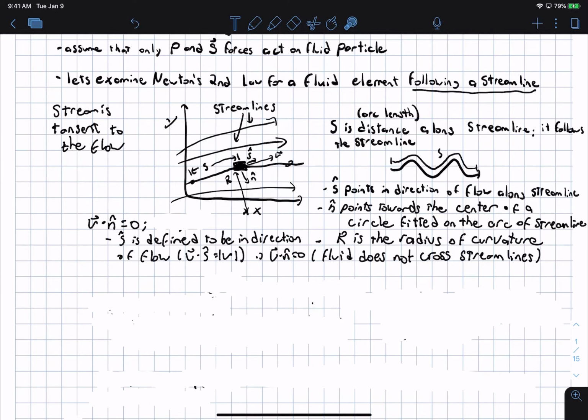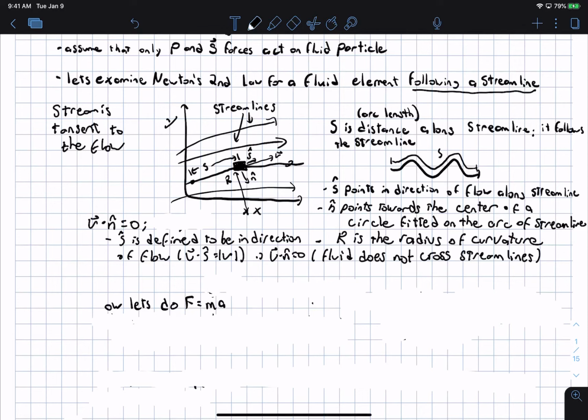Okay, so that's just a little aside that will help you understand. So now we're going to apply Newton's second law, F equals ma, on this fluid element, and analyze the forces that are required to basically keep it on that streamline and accelerate it and decelerate it to whatever the flow velocity is. Okay, so now we're going to do that.